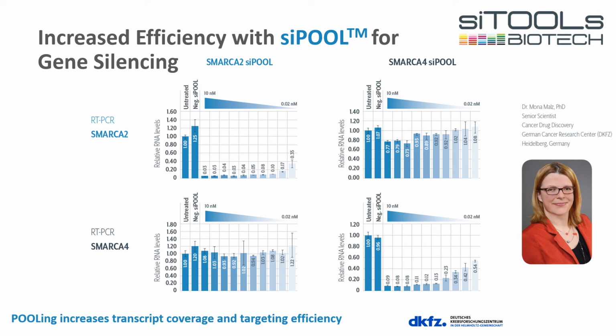For example, the SMARCA2 siPOOL was efficient at a concentration of 0.02 nanomole. In summary, at a concentration of 0.3 nanomole, which is really low, the siPOOLs produced a 95% knockdown for SMARCA2 and an 87% knockdown for SMARCA4, without any cross-reactivity between the paralog-specific siPOOLs. So in summary, siPOOLs are specific enough to efficiently and separately knock down paralogs.